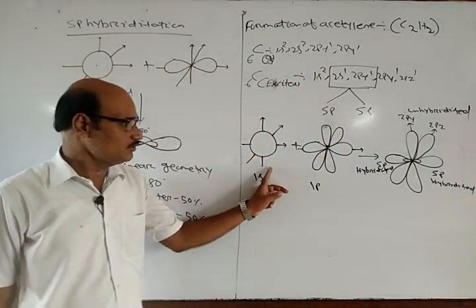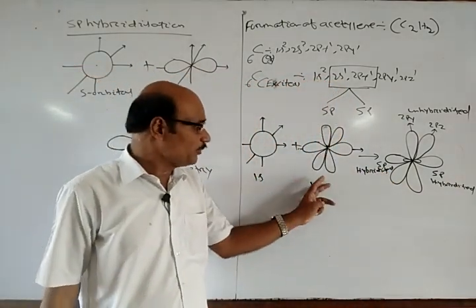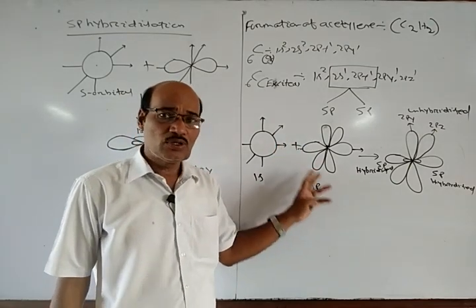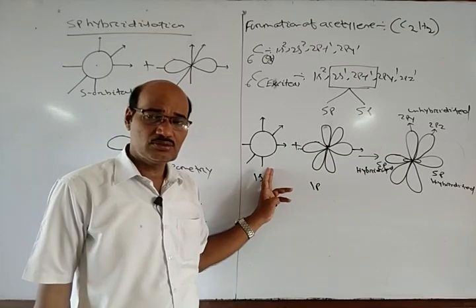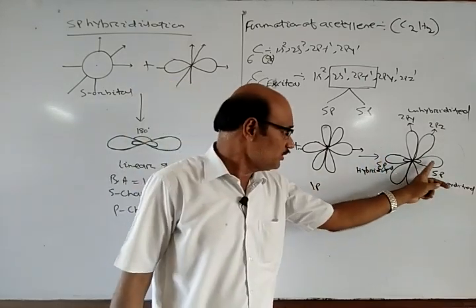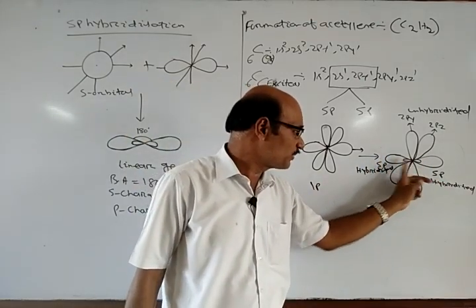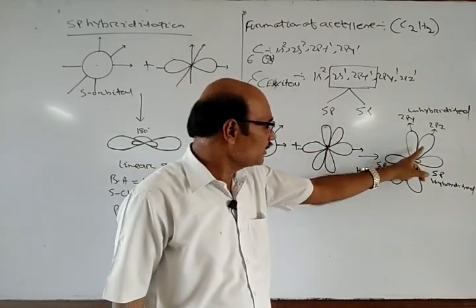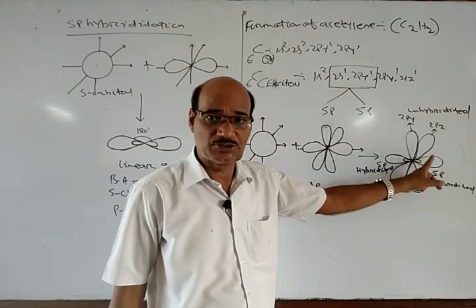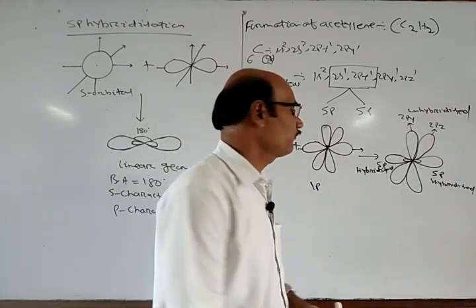So one s orbital, and now we have taken three p orbitals. Out of the three p orbitals, only one p is hybridizing with the one s to give two sp hybrid orbitals, and the remaining 2py and 2pz are unhybridized half-filled orbitals.